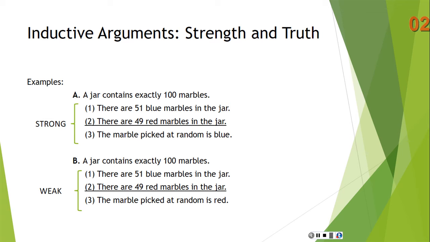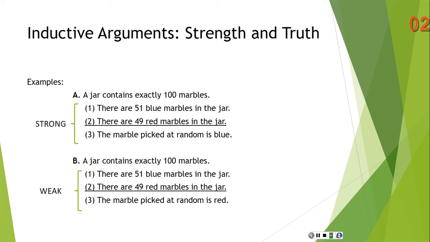Okay, so here's the argument. There are 51 blue marbles in the jar. There are 49 red marbles in the jar. The marble picked at random is blue. That's strong because the probability that the conclusion would be true given the truth of the premises is 51 over 100, so greater than 50-50.